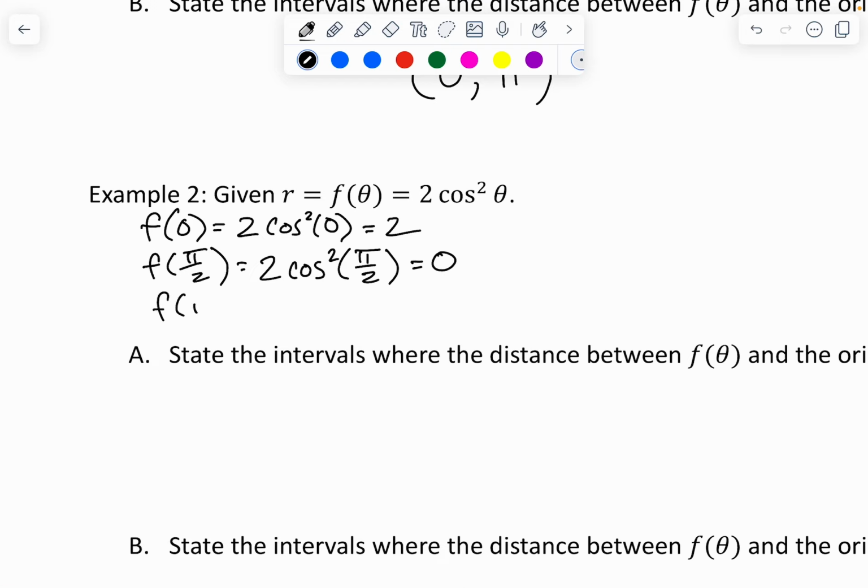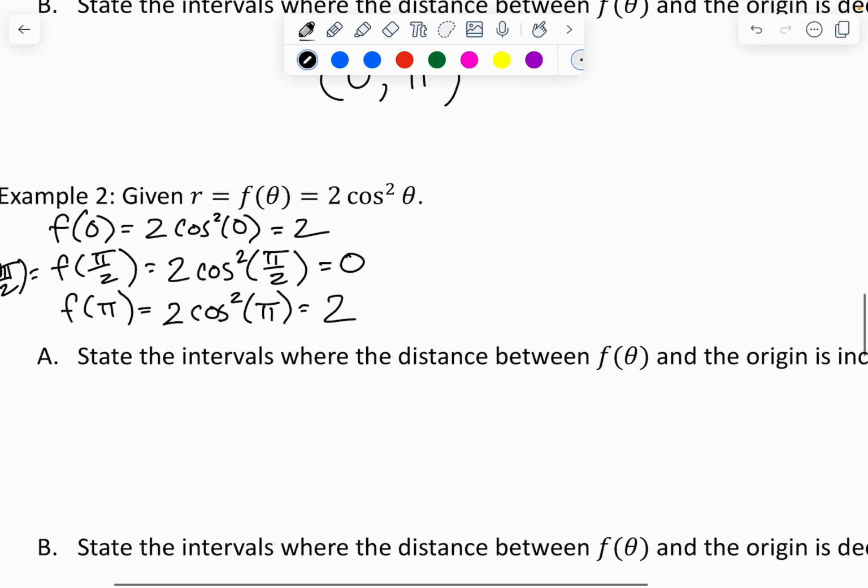Okay, what's going to happen when I get to pi? This is 2 times cosine squared of pi. Cosine of pi is -1, but I squared it, so it becomes +1. Multiplied by 2, it's +2. And then I think this would also be equal to f of 3 pi over 2. Okay, I mean, it's not quite the same, but we're fine.